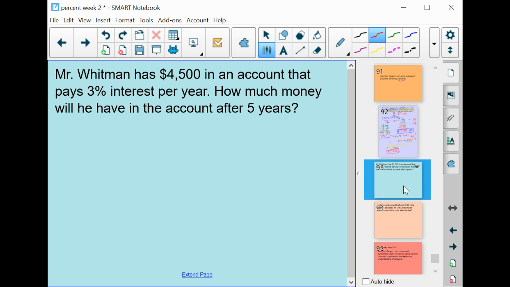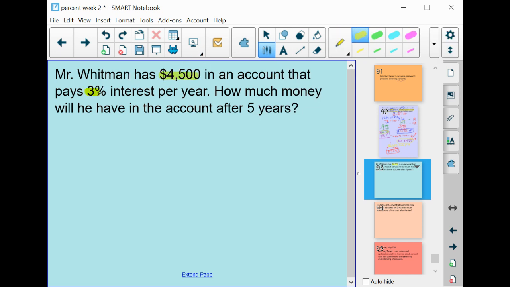Okay. So this is the same kind of problem we did yesterday, and we're only going to do 2 or 3 together this morning. Mr. Whitman has $4,500 in an account that pays 3% interest per year. How much money will he have in the account after 5 years? Okay, so same thing as we did yesterday. Let's start by finding how much interest he will earn in 1 year.